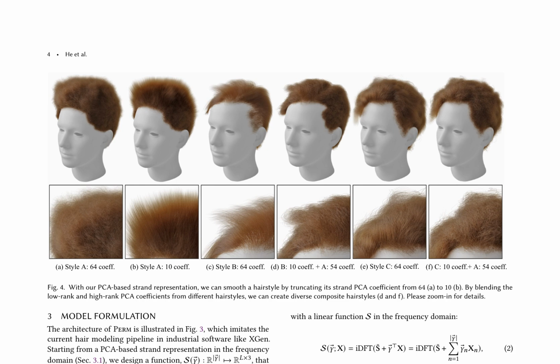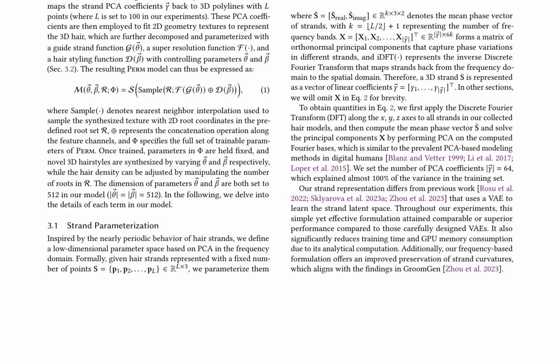The authors delve into the details of the strand parameterization, which is inspired by the nearly periodic behavior of hair strands. They define a low-dimensional parameter space based on PCA in the frequency domain, as shown in equation 2. This formulation enables the representation of 3D strands as a vector of linear coefficients gamma.